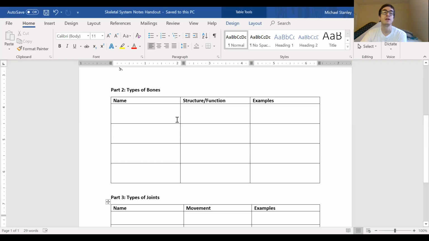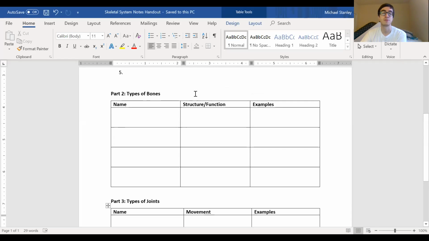For part 2, we have the types of bones. And so remember, we had the 4 types. And so for each one of the long bones, the short bones, the flat bones, and the irregular bones, you need to write down its name. What is some of the major structure? What are some of the major functions of the bone? And also, what are some examples of this bone?